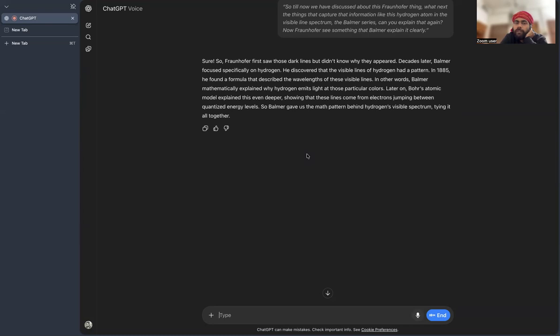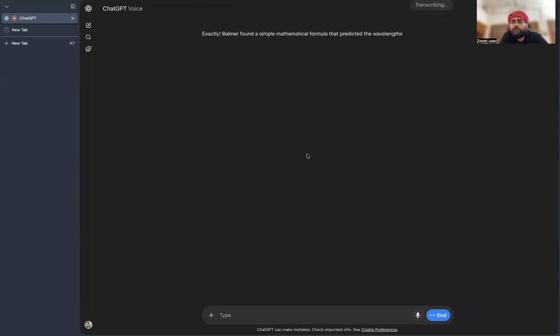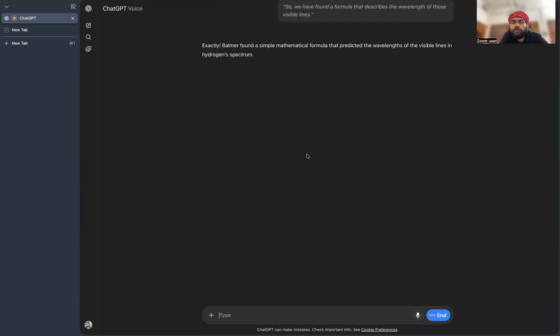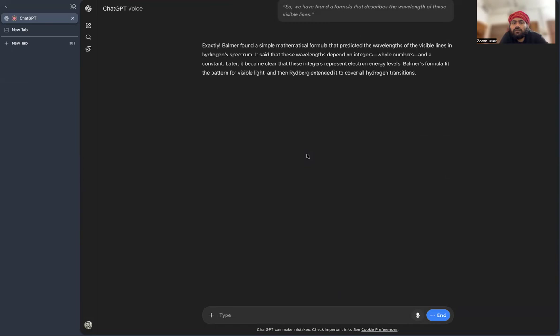So we have found a formula that describes the wavelength of those visible lines. Exactly. Balmer found a simple mathematical formula that predicted the wavelengths of the visible lines in the hydrogen spectrum. It said that these wavelengths depend on integers, whole numbers, and a constant. Later, it became clear that these integers represent electron energy levels. Balmer's formula fit the pattern for visible light, and then Rydberg extended it to cover all hydrogen transitions. In short, what started as a pattern became a doorway to understanding quantum energy levels.